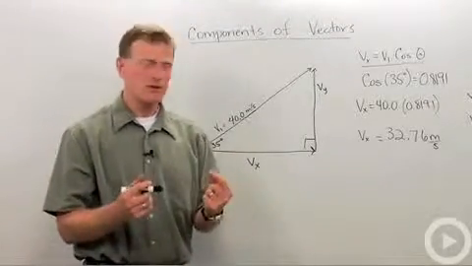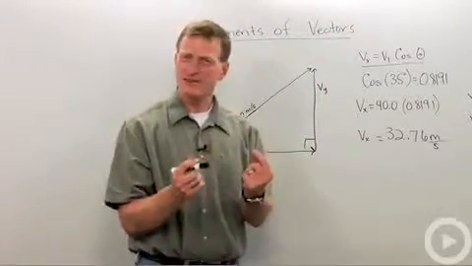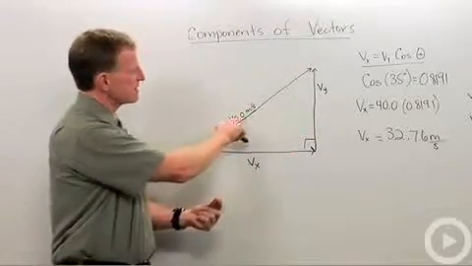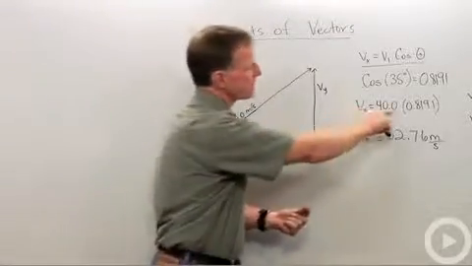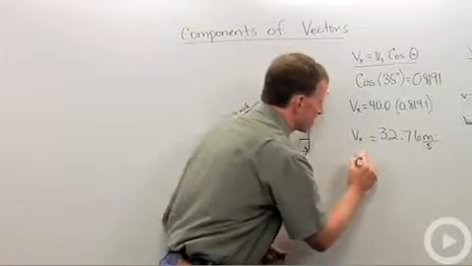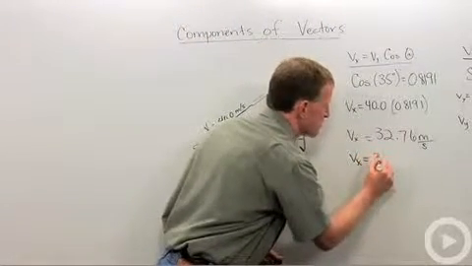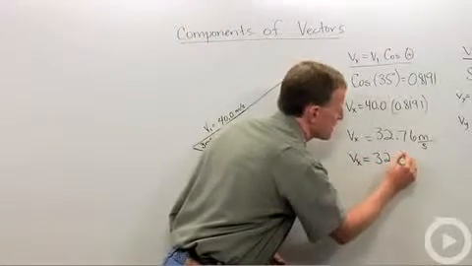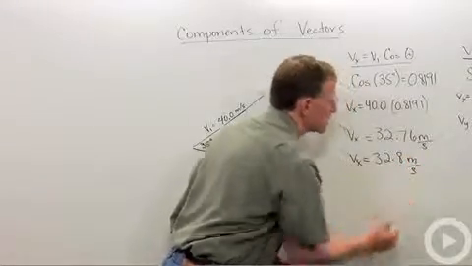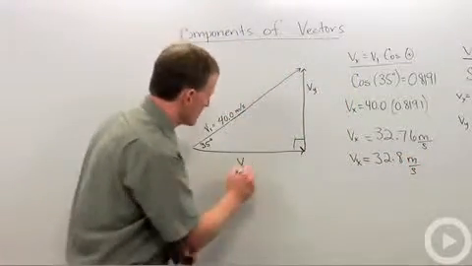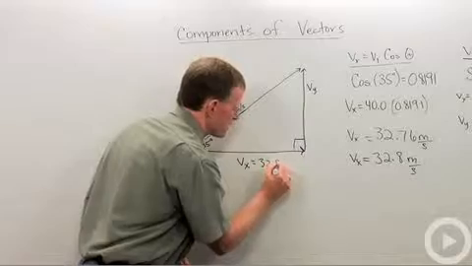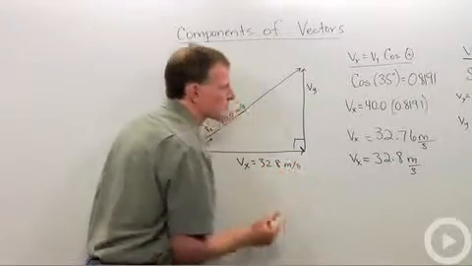Now is that okay? Is that perfect? Well, if we want to go with significant figures, we have three significant figures in our initial value right there. So let's go ahead and convert that to vx equals 32.8 meters per second, okay? So my vx equals 32.8 meters per second.